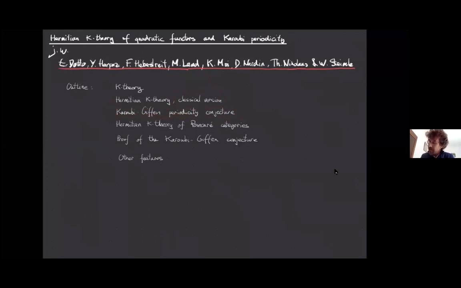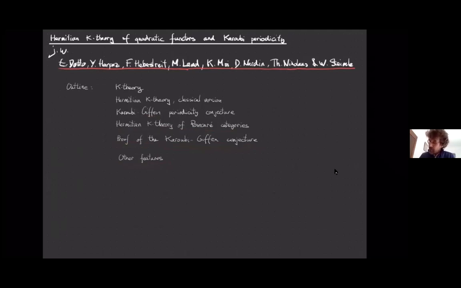And then in the second part of the talk, I will explain this new approach. So I'll give this new definition of Hermitian K-theory quickly in some sense. And I'll try to give a sketch of proof of how this Karoubi-Giffen conjecture is proven. And then if time permits, I'll describe a few other features of the formalism and what you can do with it.